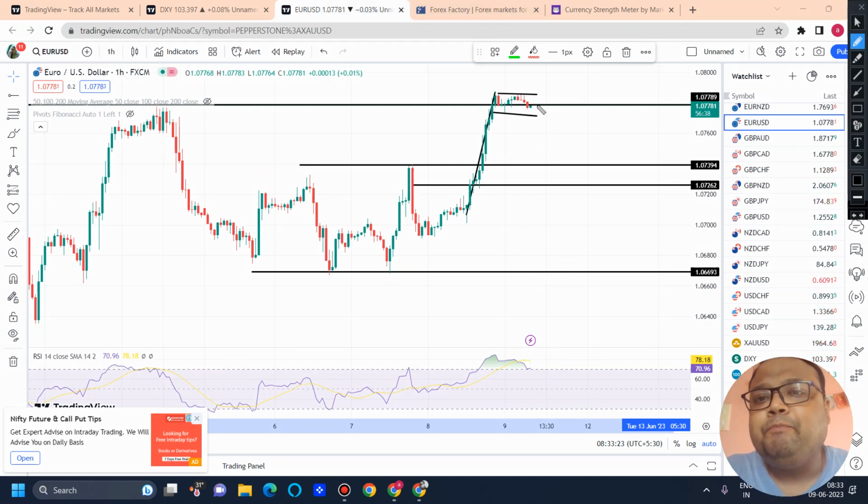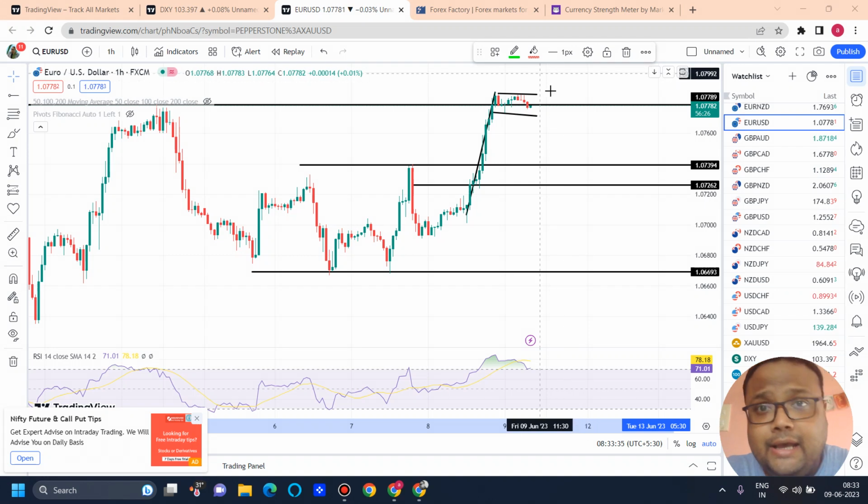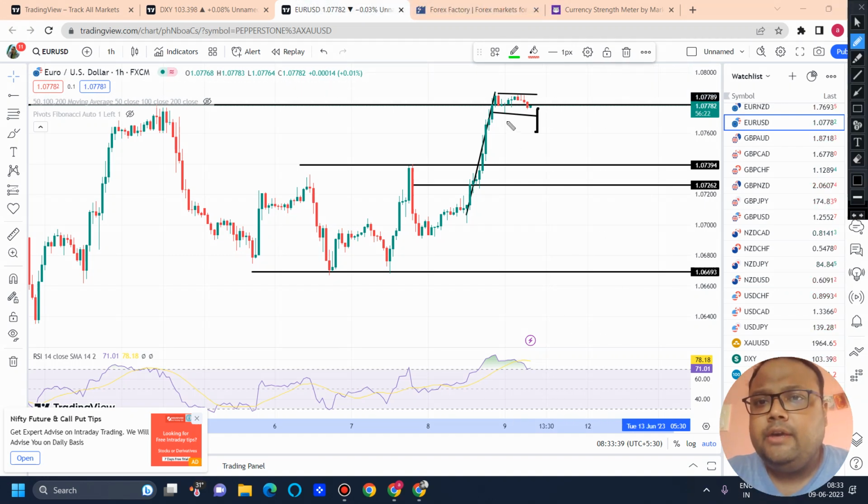But on the other hand, if market breaks the line at the bottom, this line here, then obviously the pattern will be invalid. The flag pattern will no longer be valid. In that case, you should be looking for a buy at retracement. If market starts falling, taking a sell position is a little bit riskier. That is your decision, I will not comment on that.